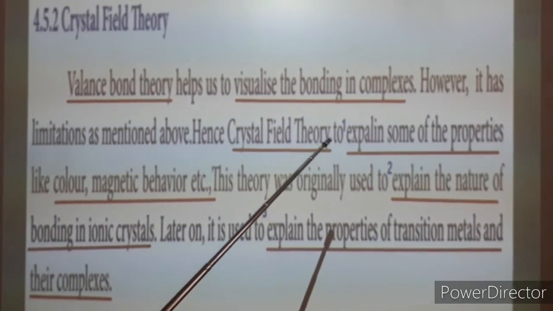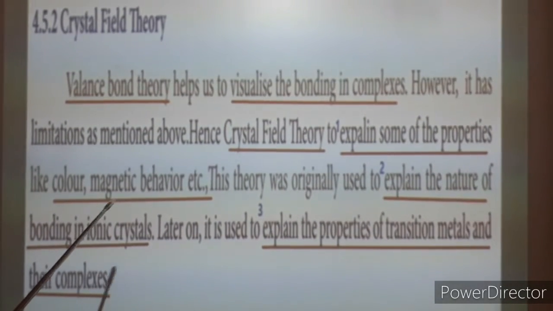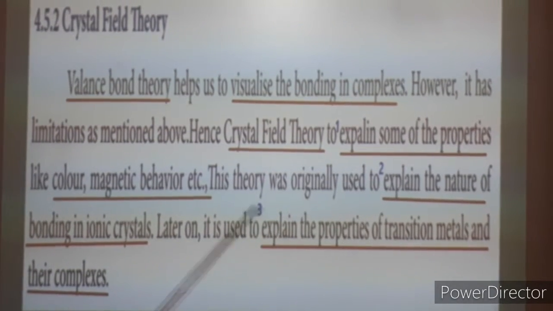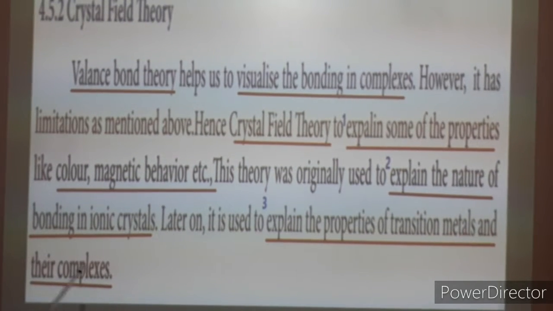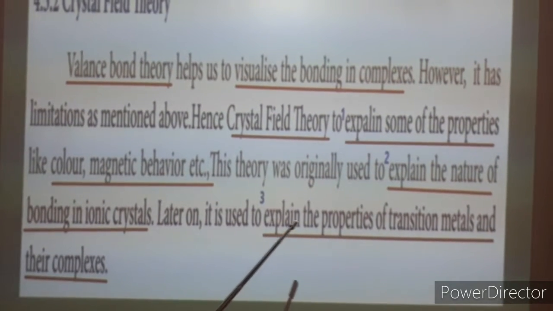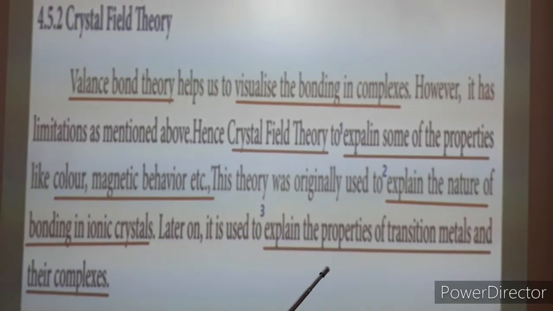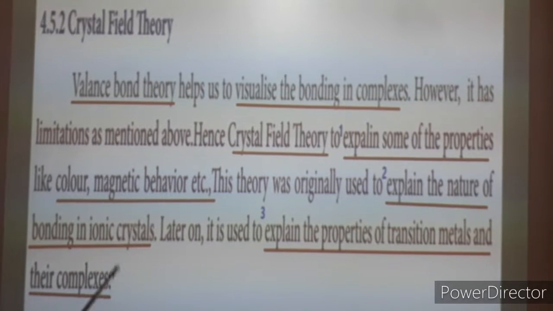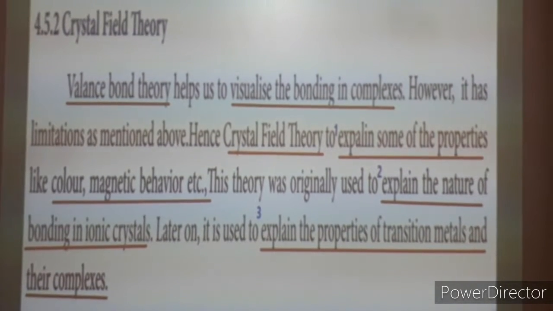First point, it explains some properties, that is, color and magnetic behavior, which are explained by crystal field theory. The second one is to explain the nature of bonding between the central atom and the ligands or ionic crystals. The next one, it explains the properties of transition metals and their complexes. What do transition metals mean? D block elements only are called transition metals. Most of the complex compounds in coordination compounds are formed by D block elements only.